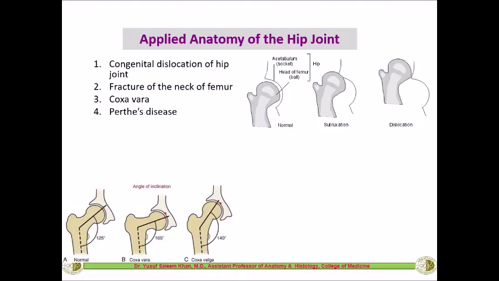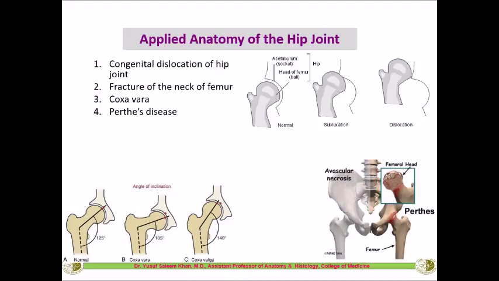Then there is a condition called Perthes disease. Again, this is a congenital abnormality, where the head of the femur starts degenerating, especially this part. That leads to severe pain, deformities, and decrease in the movement and whatnot. So this is called Perthes disease. Then tuberculosis, if it is in the bones, is usually common in the hip joint.